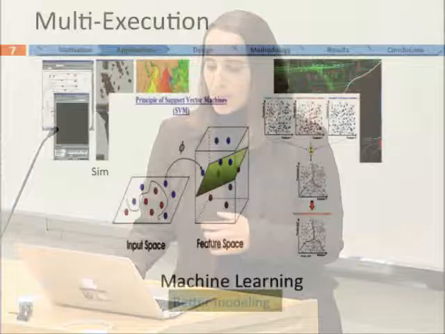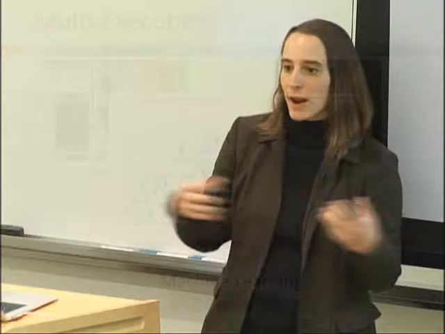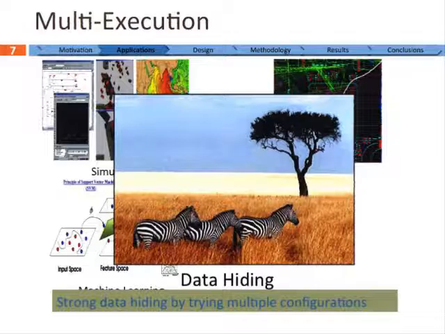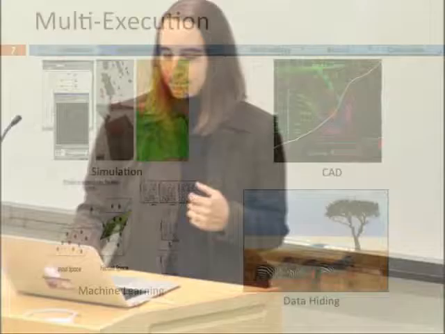Machine learning, you can do a bunch of training algorithms in parallel and then accumulate the results at the end. And then actually sort of a cool one is data hiding. So what you do is you take a photograph and you encode data in it. You encode the same data multiple times in different photographs, and then you decide which one hid the data the best. Okay, so you have to do the same thing multiple times. Okay, and you might think, well, why don't we just parallelize these?